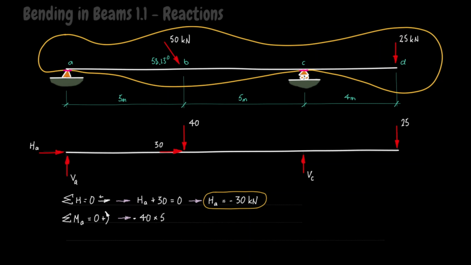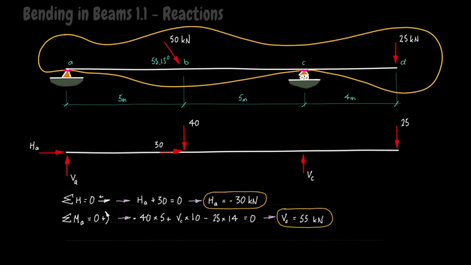The turning effect of the 40 kilonewton force is clockwise, so it is negative according to our chosen sign convention. The 30 kilonewton force has a lever arm of 0 as it passes through A, so its turning effect is 0 and consequently it can be ignored in this calculation. The next force that we encounter is the unknown vertical reaction VC. It has a 10 meter lever arm and an anticlockwise turning effect about A, so it's positive. And finally, there's a negative turning effect due to the 25 kilonewton force with a 14 meter lever arm. Tidying up the resulting equation yields VC as 55 kilonewtons. It's positive, so our assumed force direction is correct.